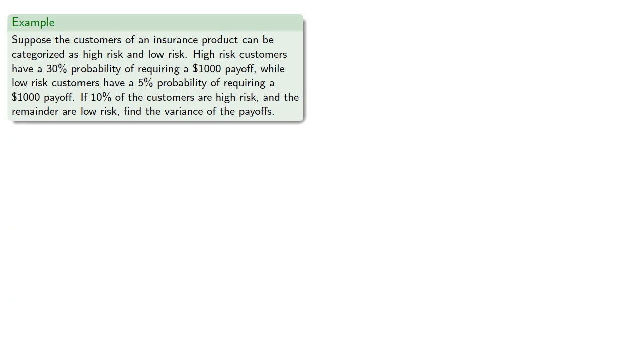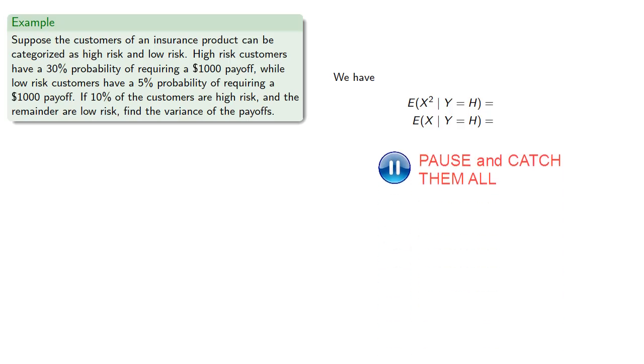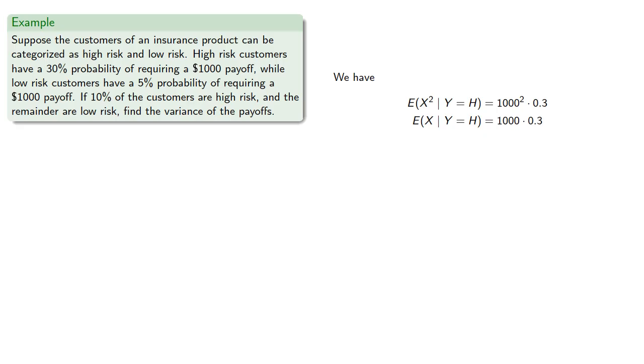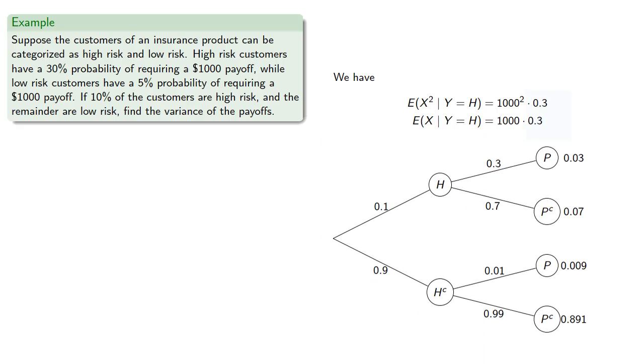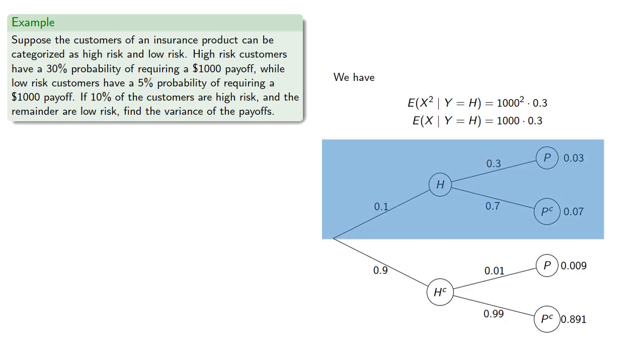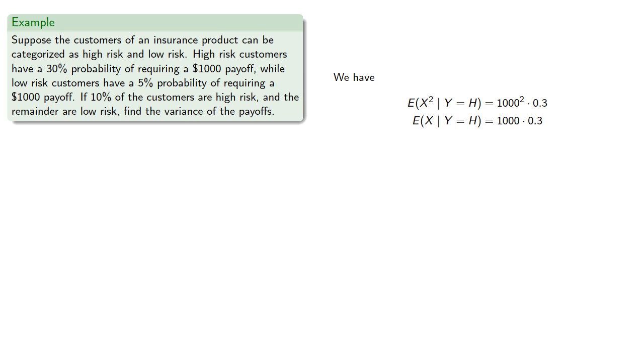meanwhile, the variance of our payoff given that y is high risk. So for that, we need the expected value of our square and of our payoff given that y is high risk, and that will be, and note here we're using the 0.3 probability because we know we're on this particular branch. And that tells us the variance.